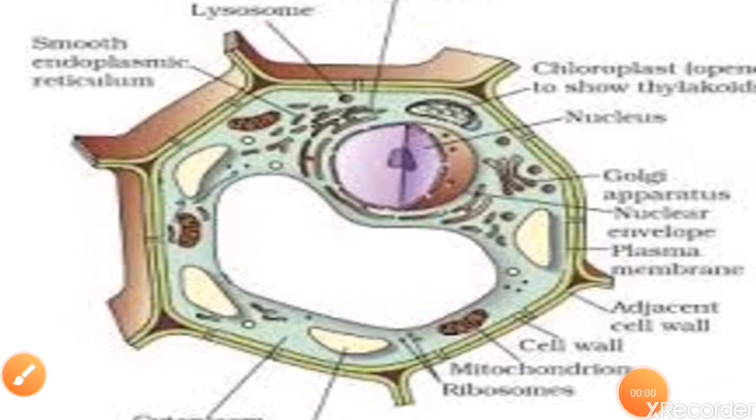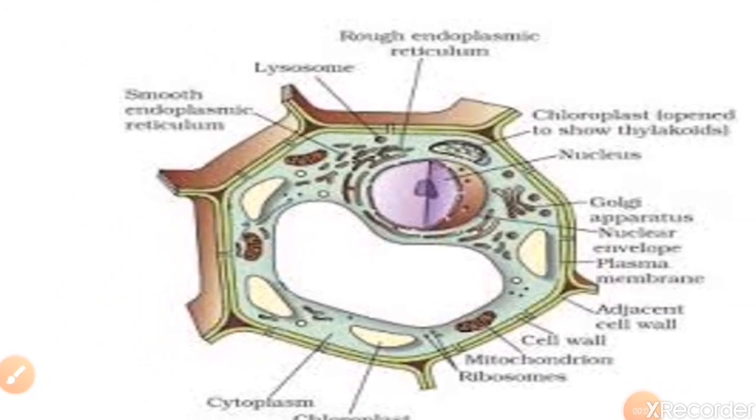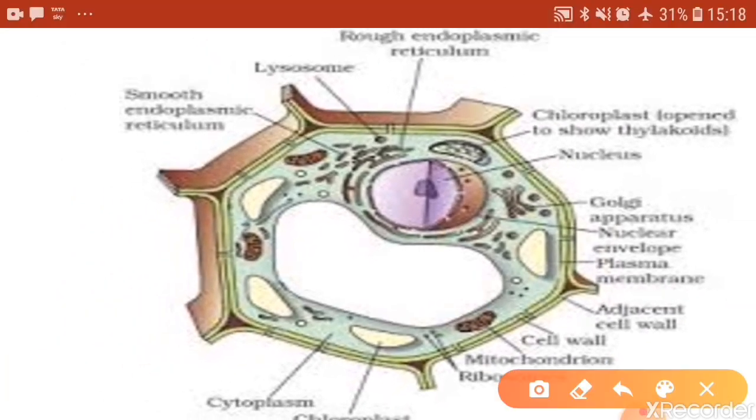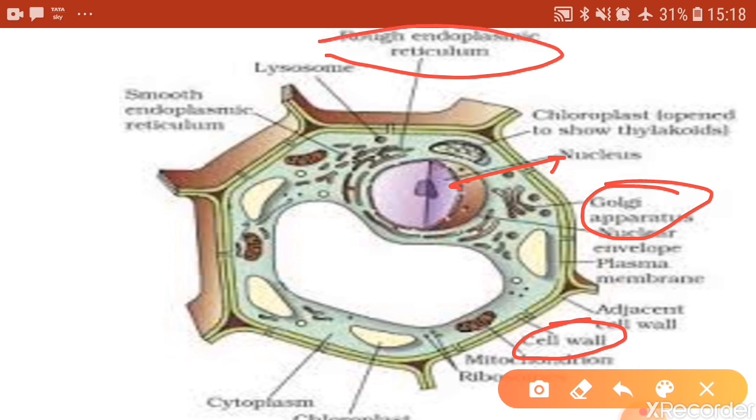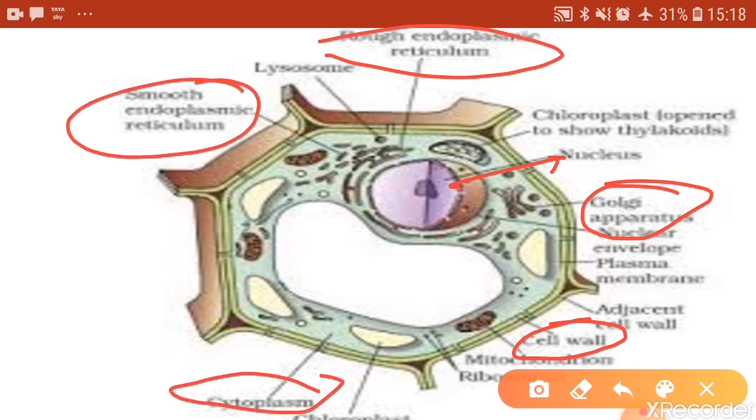So this is the diagram of a plant cell. Just have a look at the different parts of the plant cell. You've got the nucleus, the structure of which is already discussed. Then near the nucleus you've got the Golgi apparatus. I've already told you the function of it. Then you also find that plant cells have an outer rigid covering of cell wall which is absent in animal cells. Then in plant cells, as well as in animal cells, you will find rough endoplasmic reticulum, smooth endoplasmic reticulum, and cytoplasm.